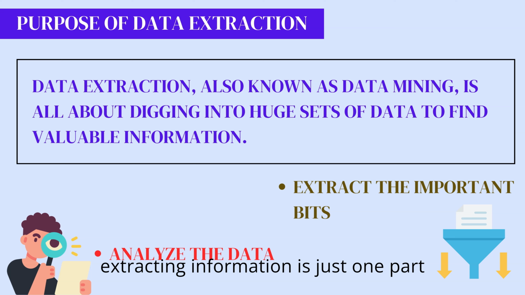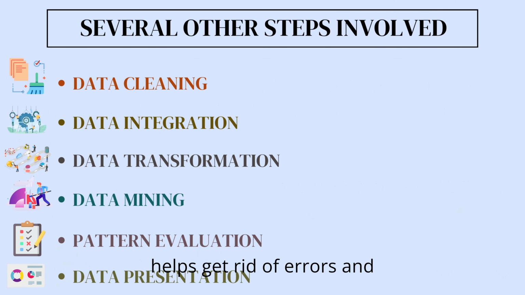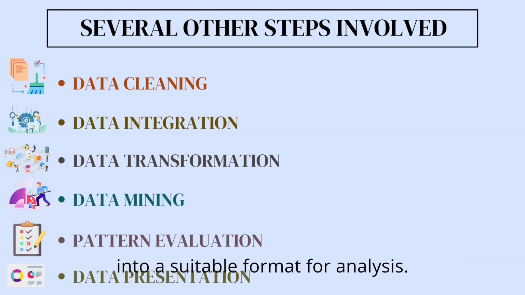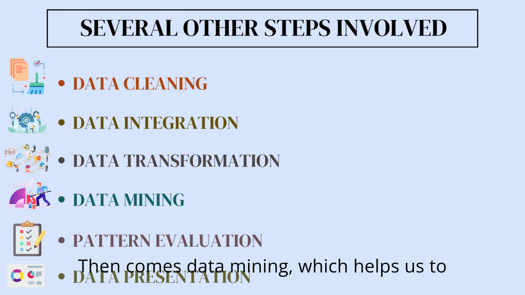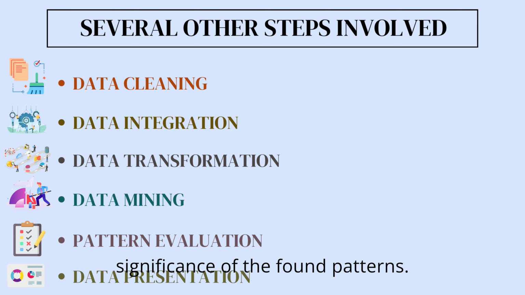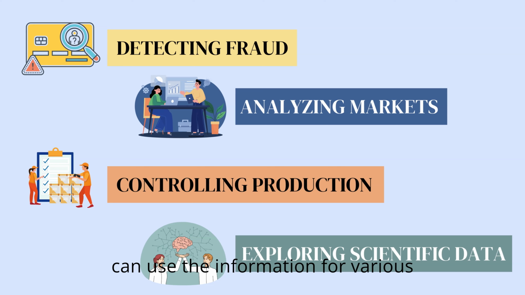But extracting information is just one part of the job. There are several other steps involved. Data cleaning helps get rid of errors and inconsistencies. Data integration means combining data from different sources. Next is data transformation, in which data is changed into a suitable format for analysis. Then comes data mining, which helps us to find patterns and insights. Pattern evaluation means assessing the significance of the found patterns. Next is data presentation, in which the result is presented understandably. Once we go through all these steps, we can use the information for various applications, such as detecting fraud, analyzing markets, controlling production, and exploring scientific data.